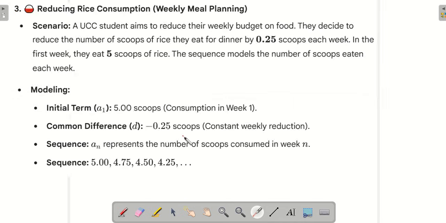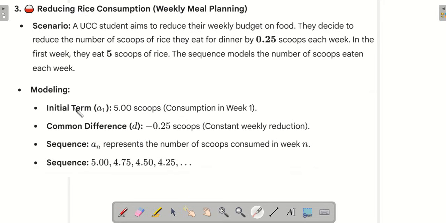Now we can take the third one. In fact, I modeled using UCC. You can change the model. A UCC student aims to reduce their weekly budget on food. They decide to reduce the number of scoops of rice they eat for dinner by 0.25 scoops each week. In the first week, they eat 5 scoops of rice. The sequence models the number of scoops eaten each week.